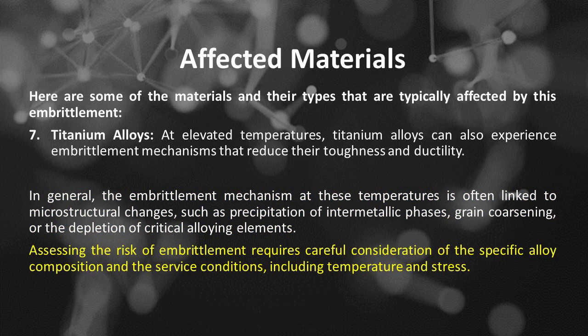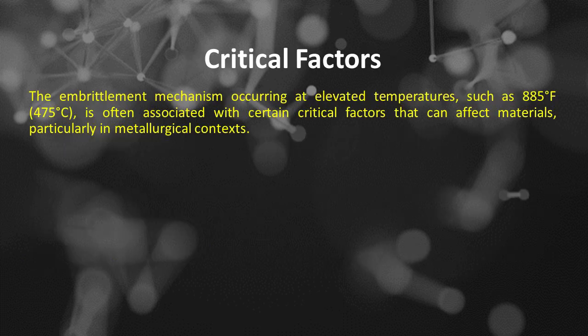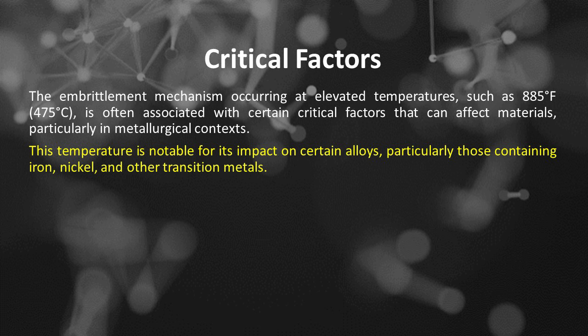Assessing the risk of embrittlement requires careful consideration of the specific alloy composition and the service conditions, including temperature and stress. Critical factors of 885 degrees Fahrenheit or 475 degrees Celsius embrittlement damage mechanism. The embrittlement mechanism occurring at elevated temperatures, such as 885 degrees Fahrenheit or 475 degrees Celsius, is often associated with certain critical factors that can affect materials, particularly in metallurgical contexts. This temperature is notable for its impact on certain alloys, particularly those containing iron, nickel, and other transition metals.